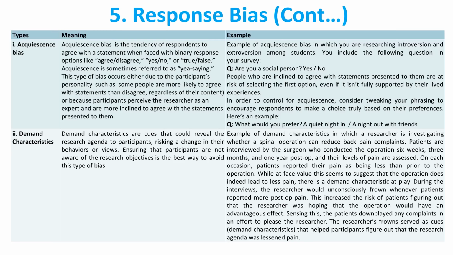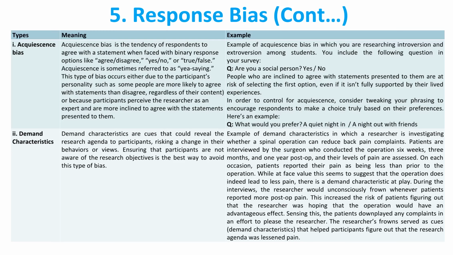Example of acquiescence bias: you are researching introversion and extroversion among students. You include the following question in your survey. Question: Are you a social person? Yes or no. People who are inclined to agree with statements presented to them are at risk of selecting the first option, even if it isn't fully supported by their lived experiences. In order to control for acquiescence, consider tweaking your phrasing to encourage respondents to make a choice truly based on their preferences. Here's an example. Question: What would you prefer? A quiet night in or a night out with friends?